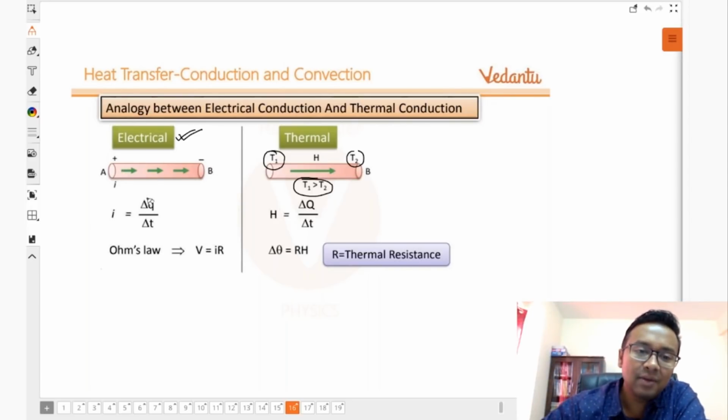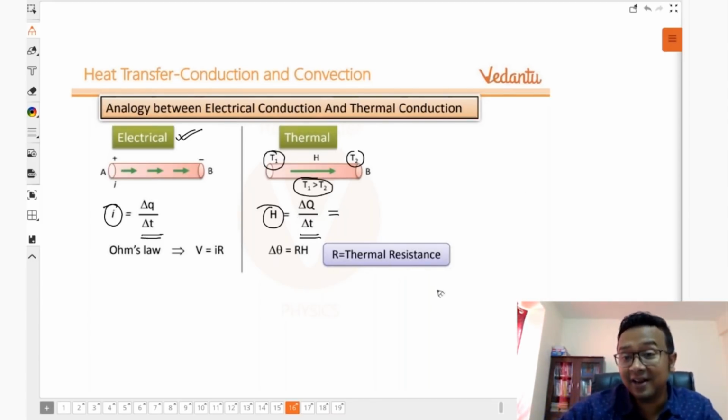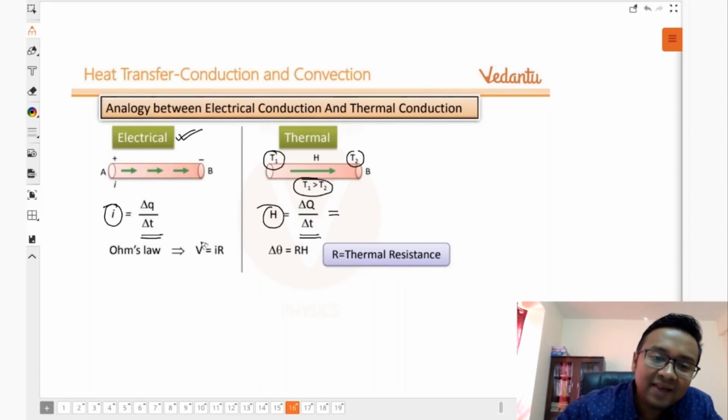Now, electric current was defined as delta Q by delta T. Heat current is defined as delta Q, the amount of heat transferred per unit time. That is called your heat current, H. Very interestingly, we have studied Ohm's law. So Ohm's law told us what? V is equal to IR.